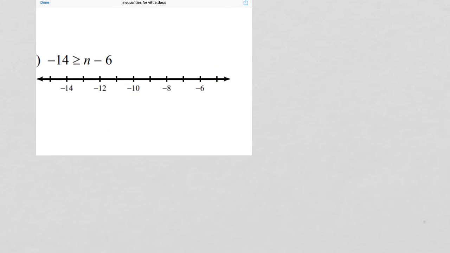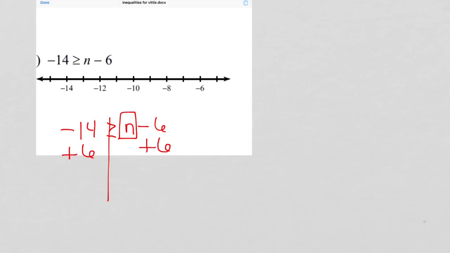Okay, here's one more. Again, I'm going to rewrite it. I have negative 14 is greater than or equal to n minus 6. Okay, and I'm going to draw my street, box the term I'm solving for. Who didn't make it inside the box? The minus 6. What undoes subtracting 6? Adding 6. So I'm going to add 6 to each side. Negative 14 plus 6 would be negative 8. And my inequality stays the same. No sirens going off. I didn't multiply or divide by a negative. And then I'm left with n, because negative 6 plus 6 is a zero pair.